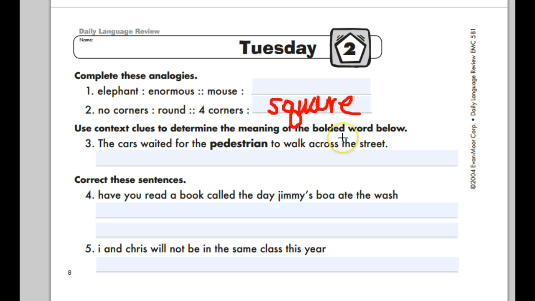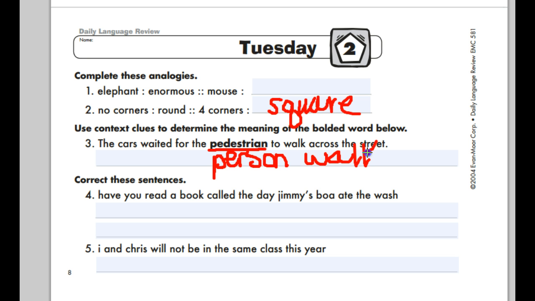Use context clues to determine the meanings. We need to figure out the meaning of this word, pedestrian. "The cars waited for the pedestrian to walk across the street." So a pedestrian is a person who is walking.